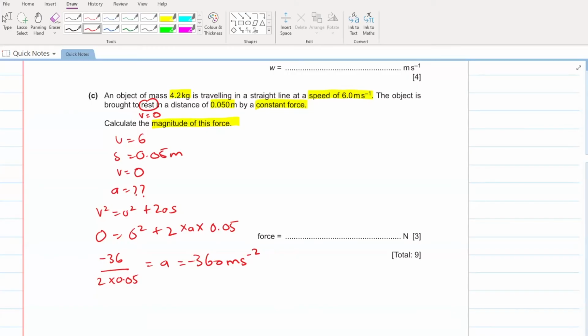Perfect. Now you have to calculate the force. How will you calculate the force? Force is equal to ma. What is the mass? 4.2. What is the acceleration? 360. Multiply it. 4.2 times 360 comes out to be 1512 Newton. This is your stopping force.